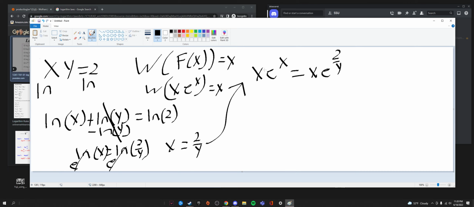Now, since we have this form, we can use the Lambert W function on both sides, and what we're left with is just x is equal to W of x times e to the 2 over y.